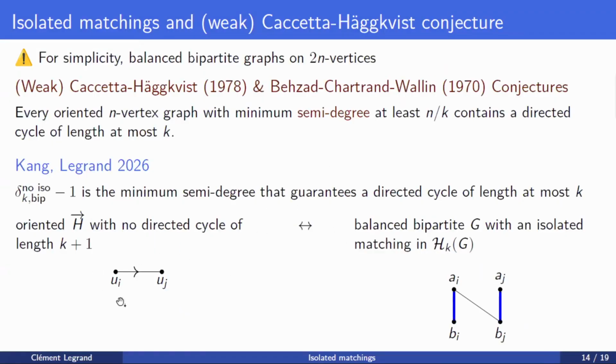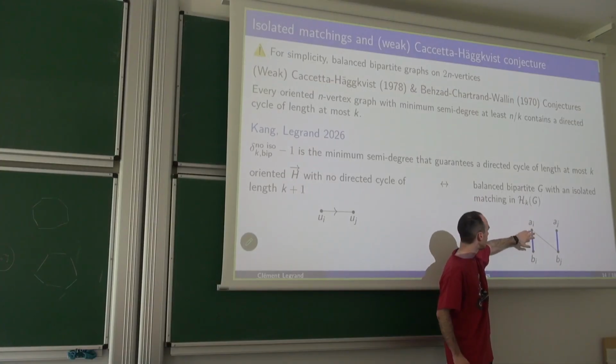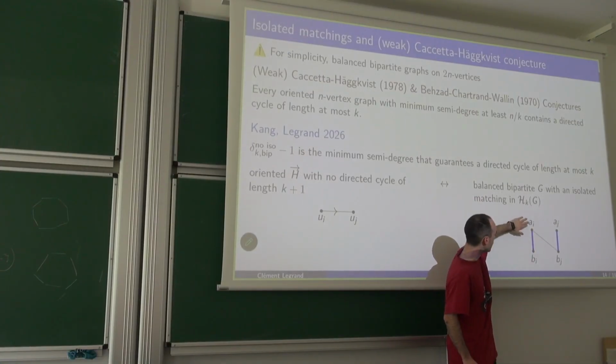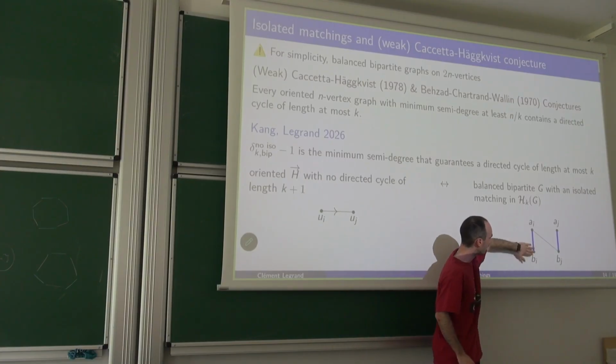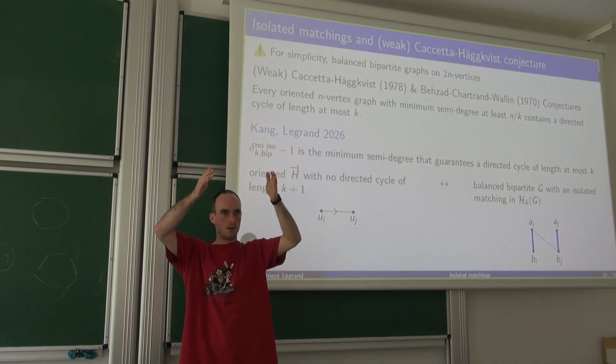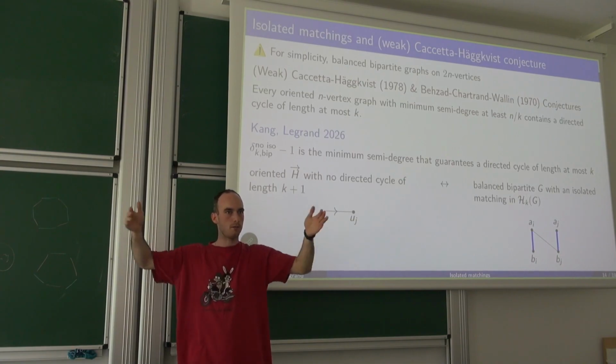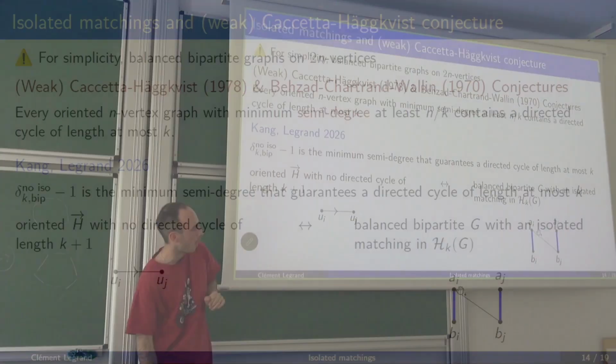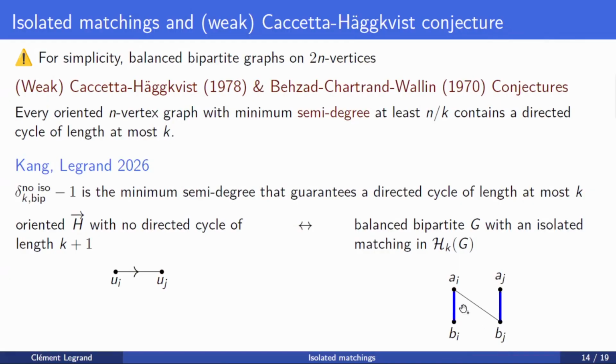So let's start with an oriented graph that has no directed cycle of length k plus 1. I have this graph on n vertices, and the balanced bipartite graph I'm constructing has two n vertices. It's a_i, b_i, so for every i I have a_i in one part and b_i in the other. And then my matching is just the edges a_i b_i everywhere. So this is the matching I have. I want to show that it's isolated in my space of perfect matchings.